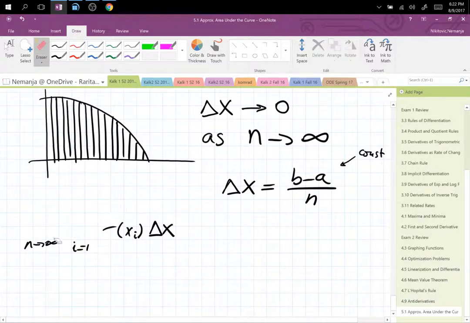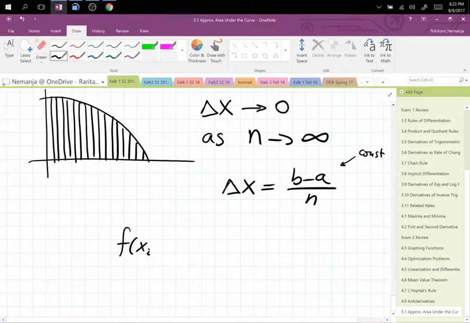I'll do it one more time from scratch. I start with a single rectangle. I call this f of xi times delta x. So this is a single rectangle, just one. And then I add to how many I have.